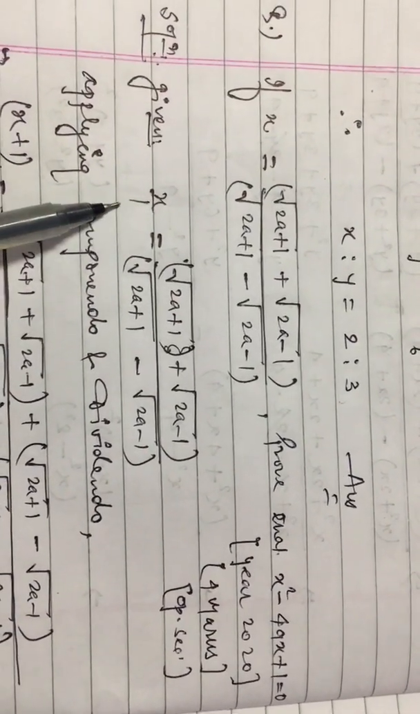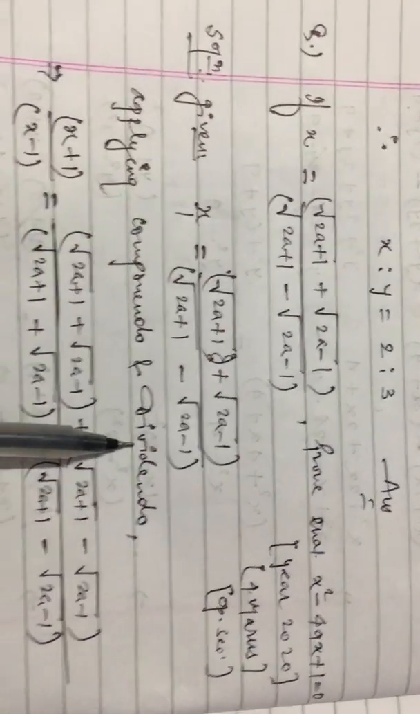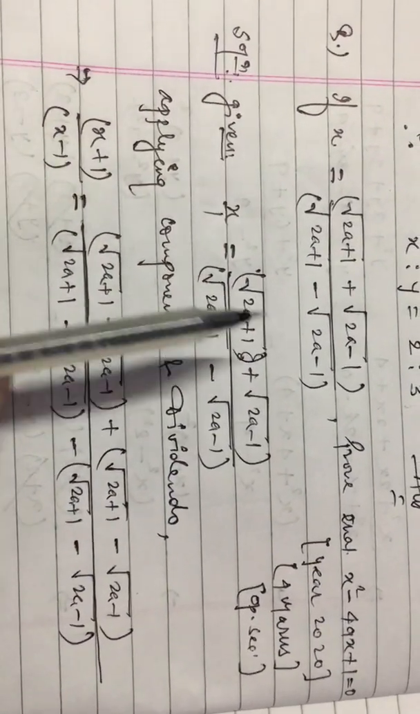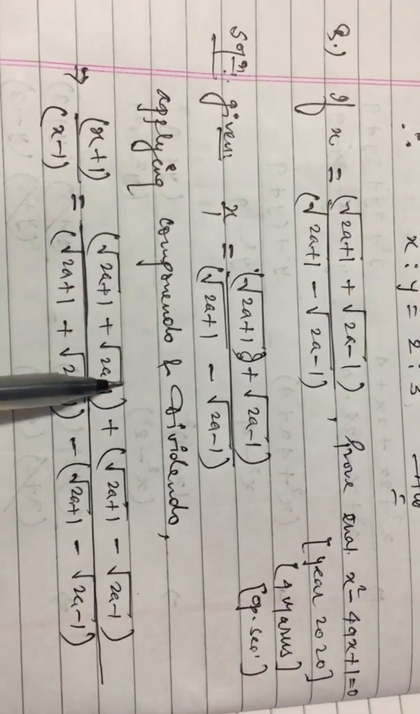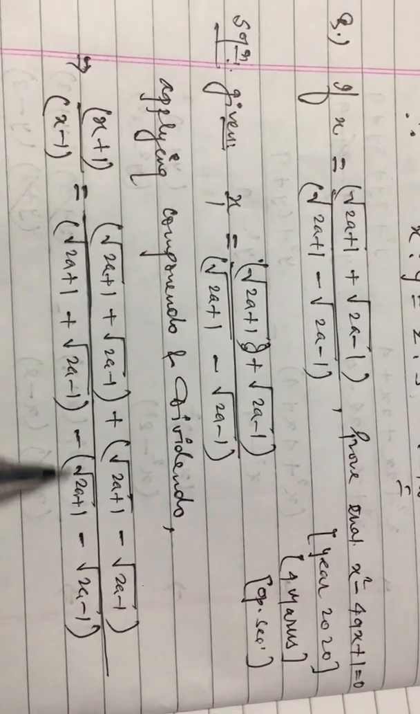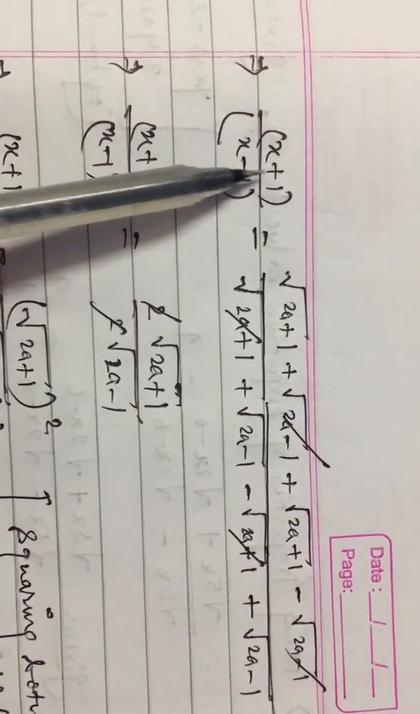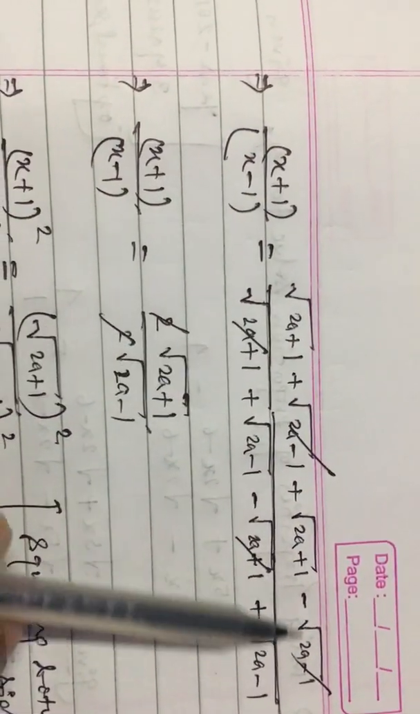So denominator 1 we can take, applying componendo and dividendo here. So (a plus b) by (a minus b), this is C and this is D, so (C plus D) by (C minus D). In the LHS part it is the same, and in the RHS part the numerator part is also the same.